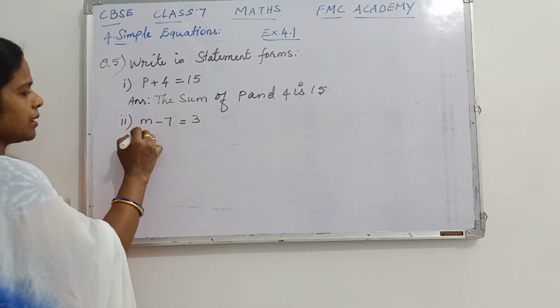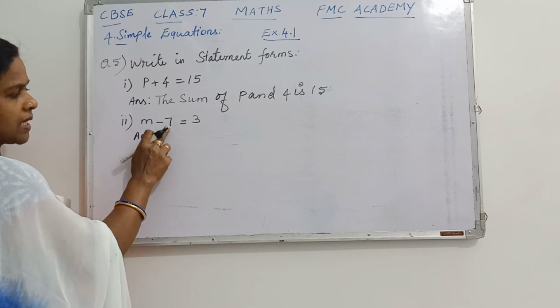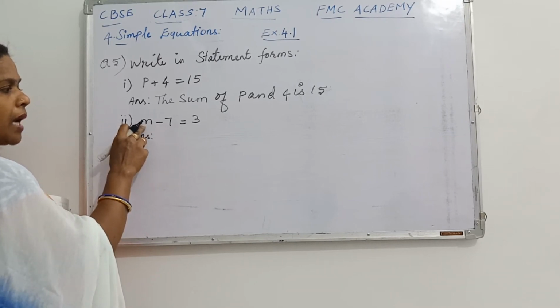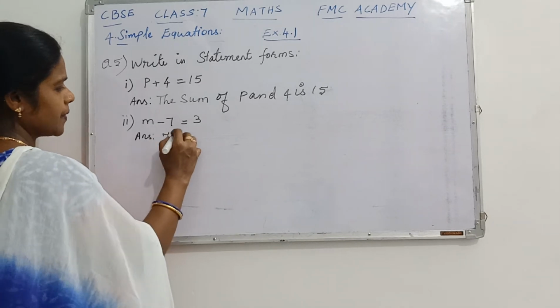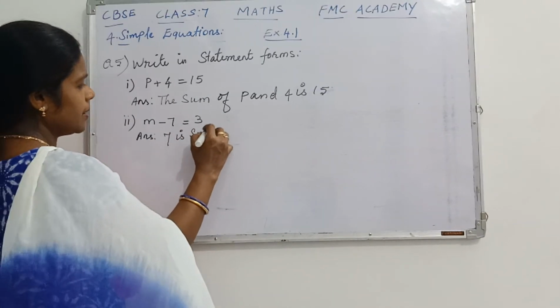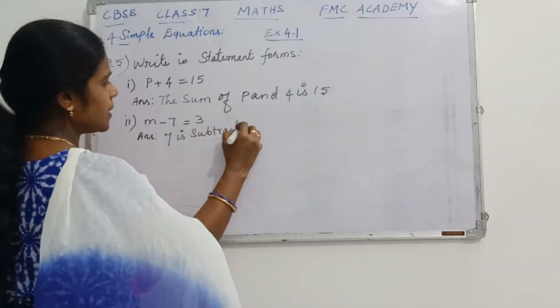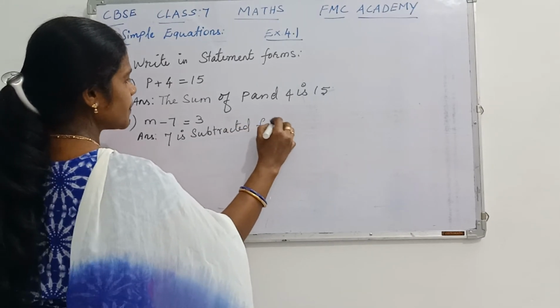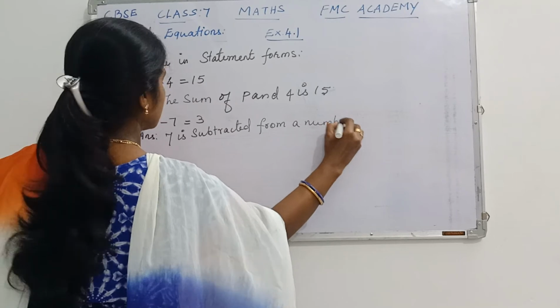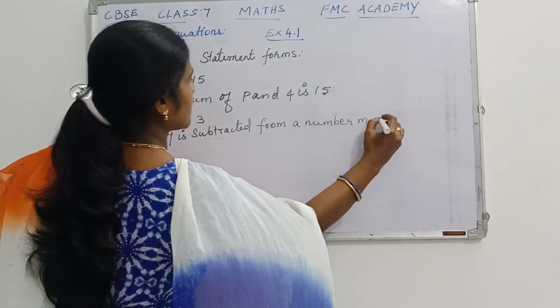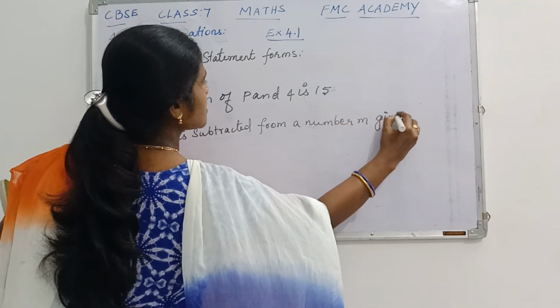What is the meaning? 7 is subtracted from a number m gives you 3. 7 is subtracted from a number m gives 3.